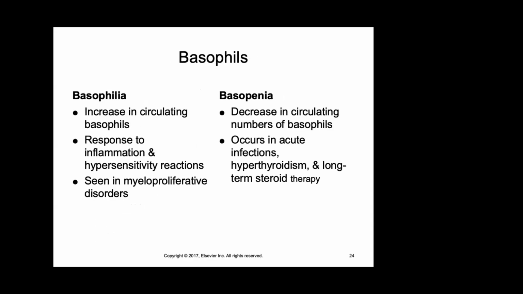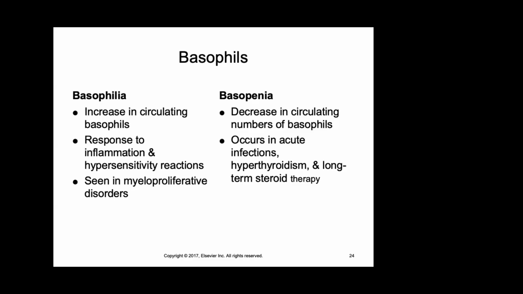Basophils, remember, are the initiators of inflammation because they release histamine and heparin and cytokines, and that is going to bring on all of the processes that we associate with inflammation, right? In basophilia, we have an increase in basophils that circulate. This could be a response to inflammation and hypersensitivity, and is seen also in myeloproliferative disorders, bone marrow cancers.